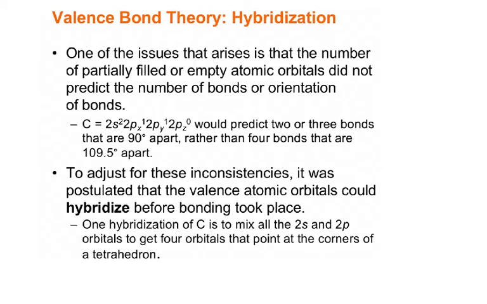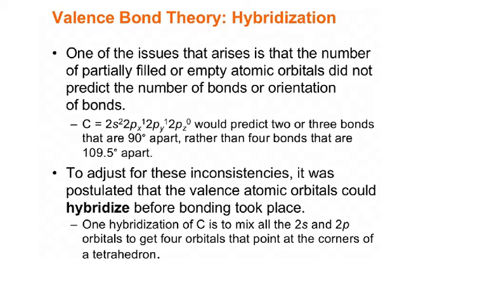For instance, carbon, when you look at the electron configuration, would predict that you would have 2 or 3 bonds that are 90 degrees apart, rather than what you actually see for carbon, which is that it can make 4 bonds and that they are 109.5 degrees apart. So to adjust for these inconsistencies, it was postulated that valence atomic orbitals could hybridize before actual bonding would take place. And what we're going to see is that hybridization is the mixing of atomic orbitals.